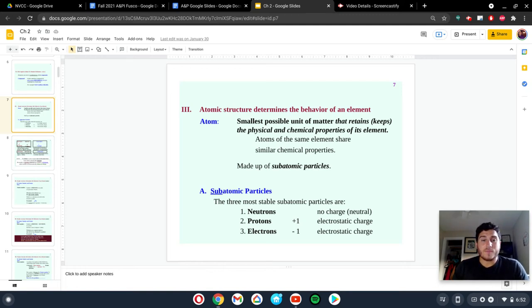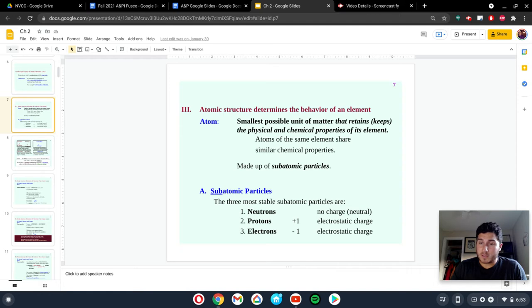What are atoms made of? Subatomic particles. That's a fun way of saying sub, under, small, or under, atomic. What's under the atom, right? What's under the hood? It's not just an atom. Ooh, magic. No. There's something under the hood. What is it? There are three subatomic particles.